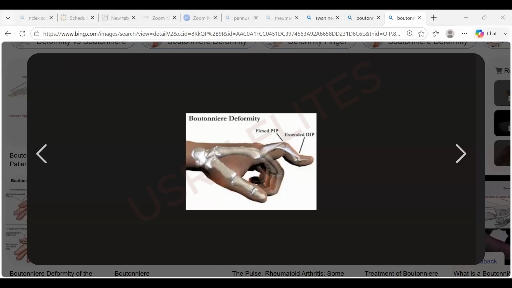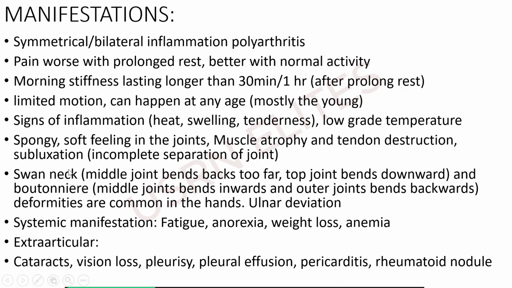All right. So that is swan neck. The middle joint bends back too far, and the top joint bends downwards. And the boutonniere is the middle joint bends inward, and the outer joint bends backwards. That is what we have, ulnar deviation. That also happens in this.